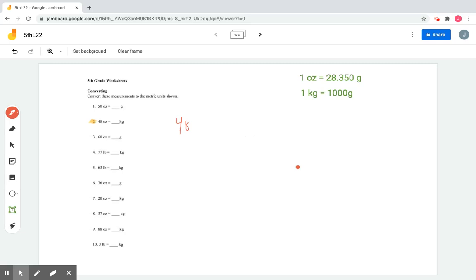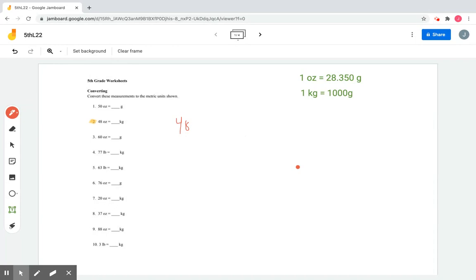Hello, fifth graders. So today we're going to learn about converting decimals to fractions, dividing fractions, and prime factors. So let's get started. The first one is converting, and let's work on number 2.